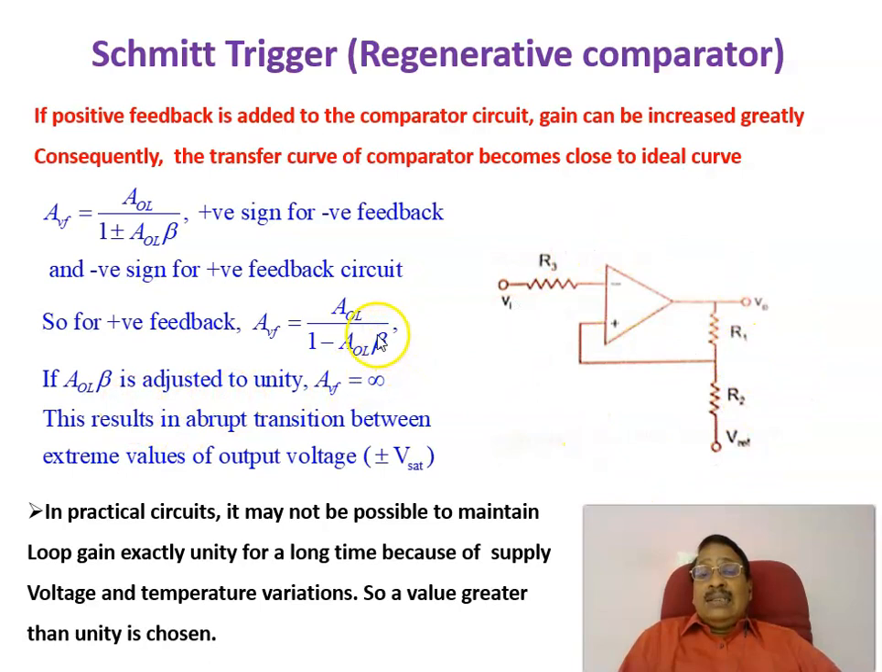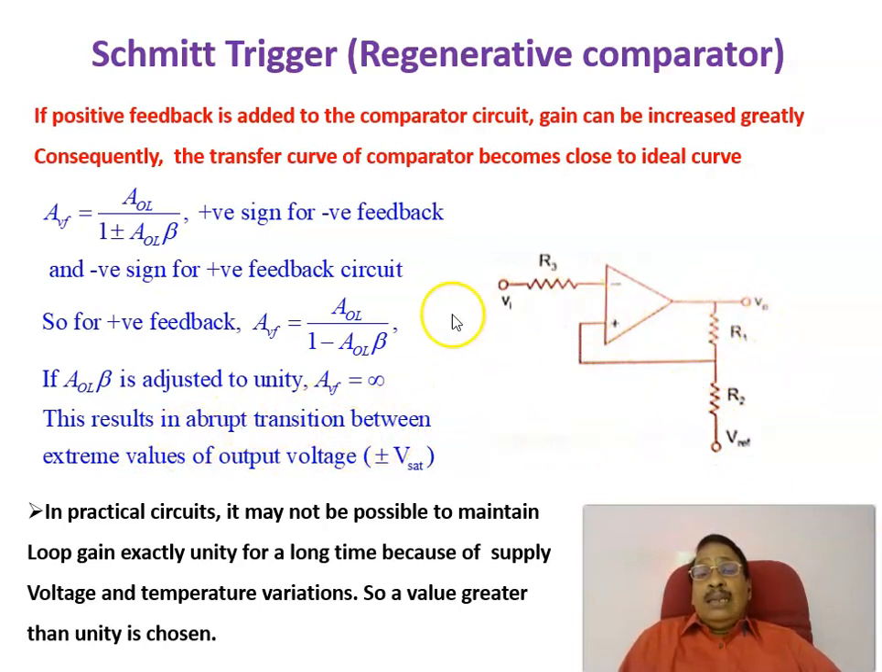Now, this product AOL into beta is called the loop gain. In order to get operation as a regenerative comparator or Schmitt Trigger, the magnitude of AOL and beta is adjusted so that the loop gain is unity. In that case, the gain is 1 minus 1, which makes it equal to infinity. This results in an abrupt transition from plus V sat to minus V sat and from minus V sat to plus V sat.